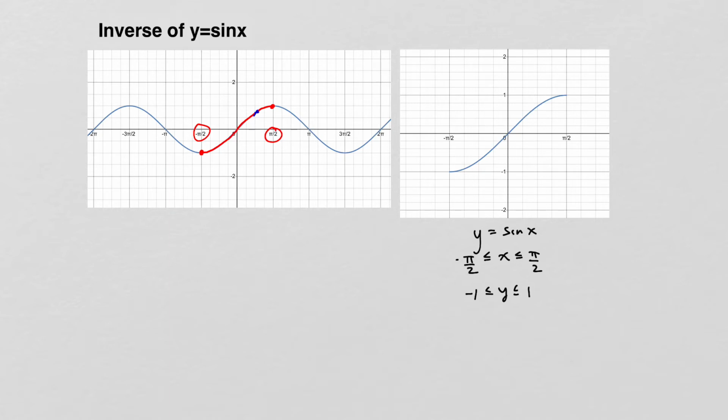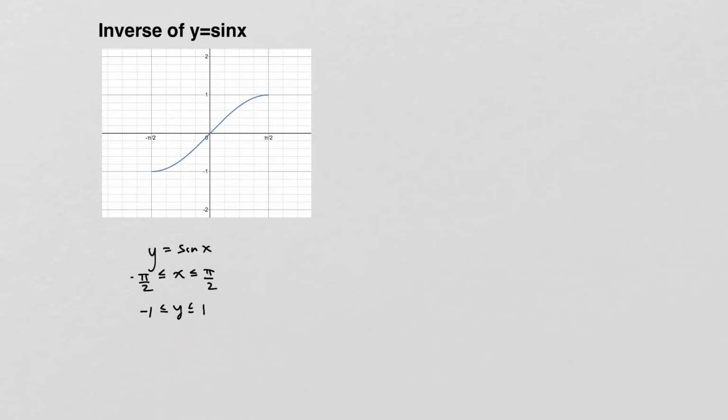So let's go ahead and take a look at what that is. To get the inverse of y equals sine of x, we are going to switch x and y. So we get x equals sine of y, and then we are going to solve for y.